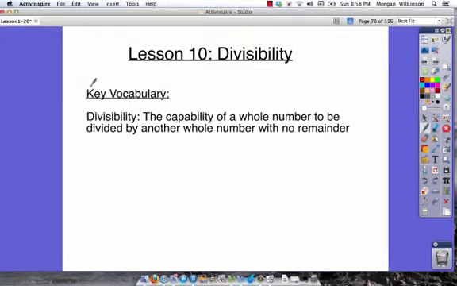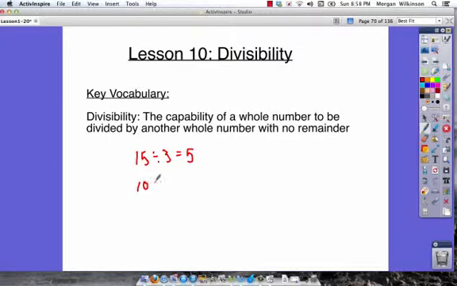Lesson 10 is about divisibility, and when we talk about divisibility, the first thing we need to do is define it. The definition that we have for divisibility is the capability of a whole number to be divided by another whole number with no remainder. What this means is if we have a problem like 15 divided by 3, we know 15 divided by 3 is equal to 5, so we could say 15 is divisible by 3.